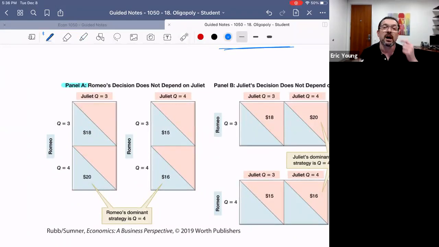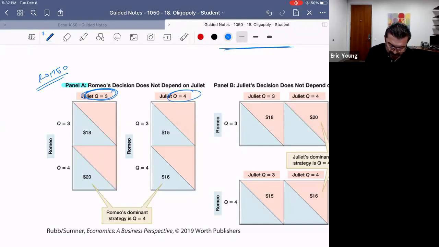Suppose that we start off, and in panel A, we're analyzing Romeo's decision. So panel A, right here, we're asking ourselves, what should Romeo do? Check it out. Juliet, we decided earlier, can either decide to make 3 units or 4 units. Let's dissect this.